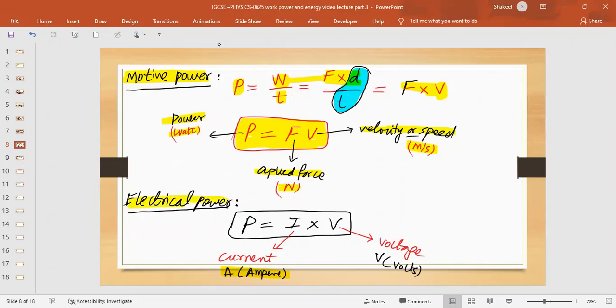Okay, now comes electrical power. Electrical power is the product of current and voltage. I is the current, which is measured in amperes, and V is the voltage, which is measured in volts. So power equals I times V.